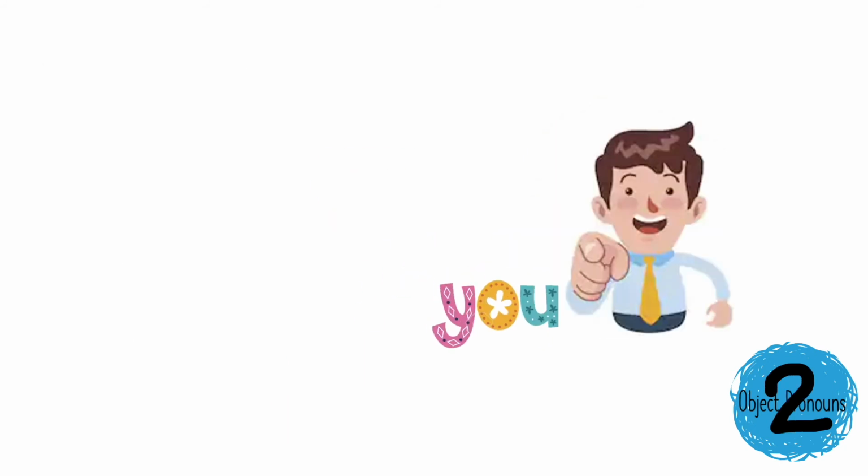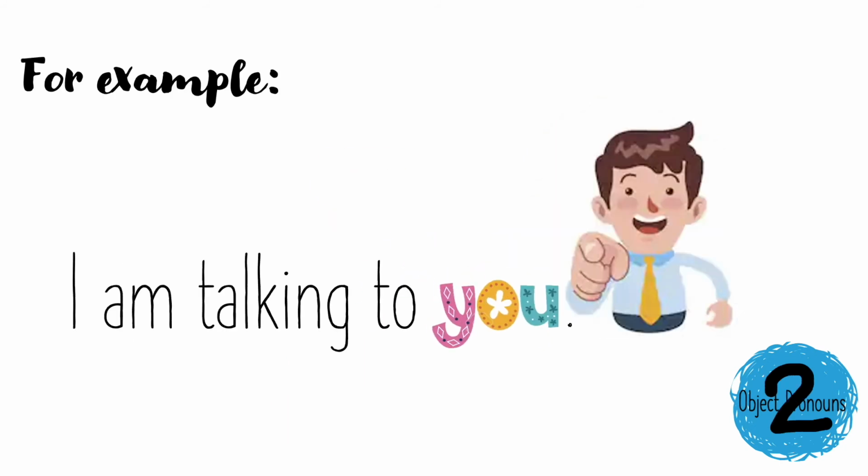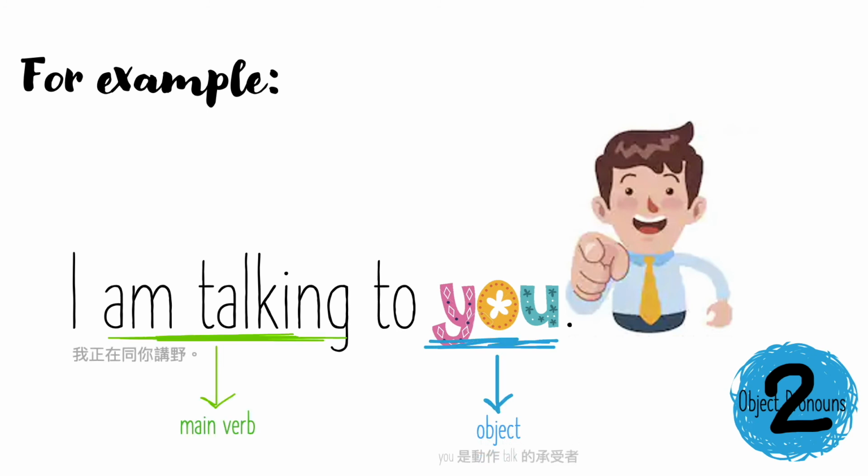Number 2, you. For example, I am talking to you. Am talking is an action. You is the object which receives this action, talking, and it is after the preposition to.